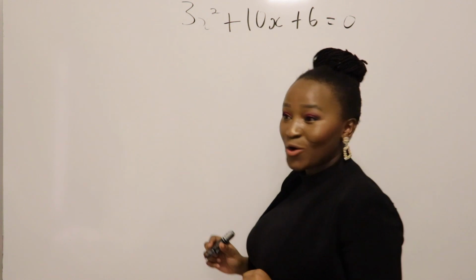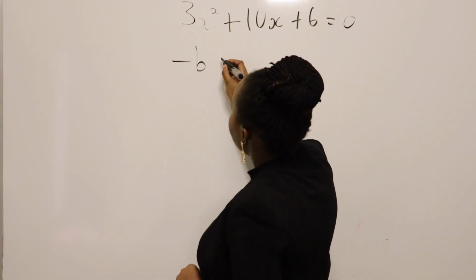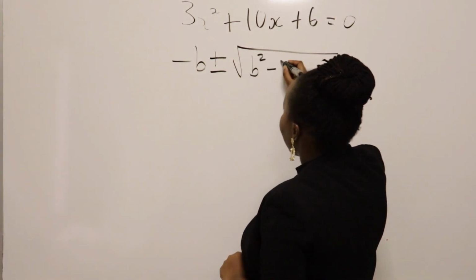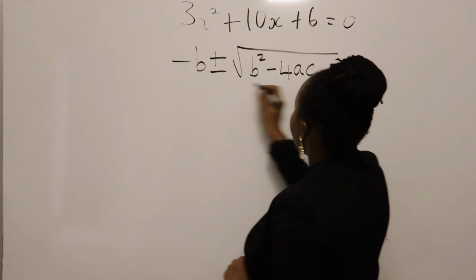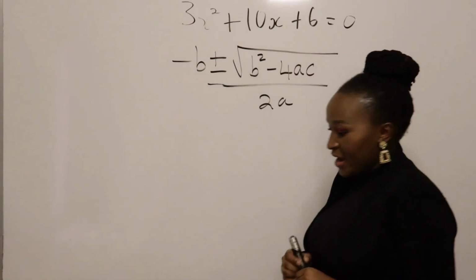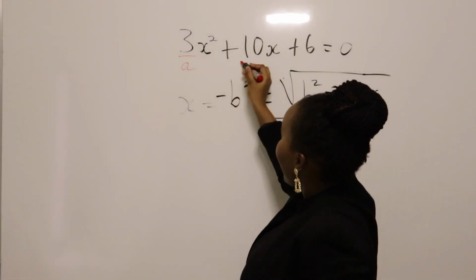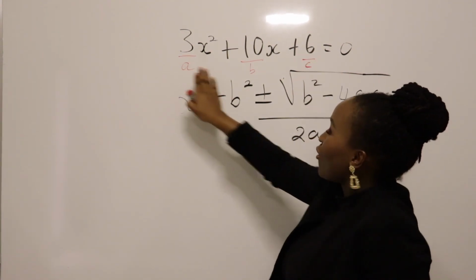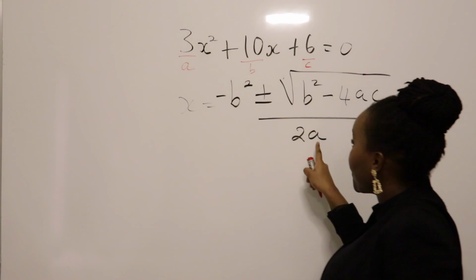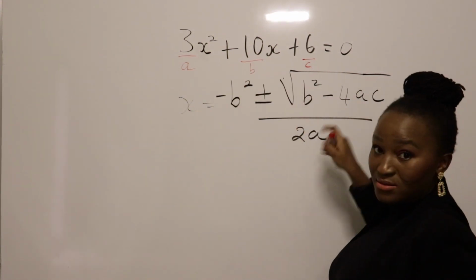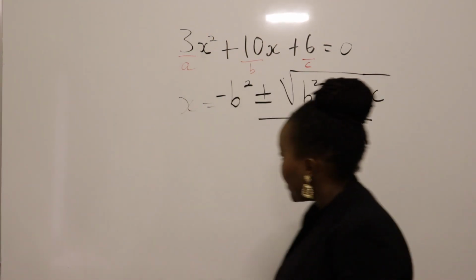And the quadratic formula goes as minus b plus minus the square root of b squared minus 4ac, over 2a. This should come into your mind. Now, you should remember that 3 is your a, 10 is your b, and 6 is your c. So we are going to substitute a with 3, b with 10, and c with 6. Okay? So now let's go and do it.